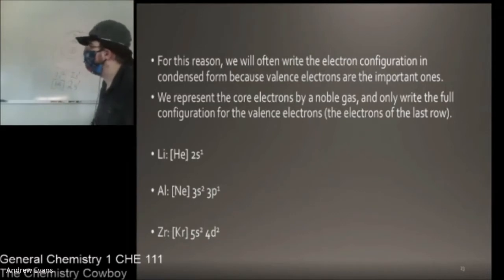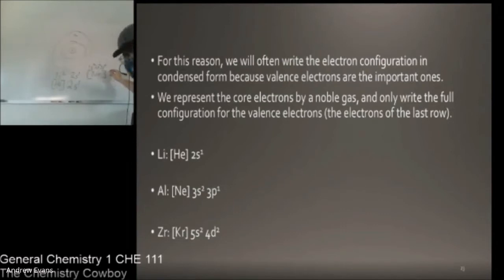Aluminum is a little bit harder. Aluminum would be 1s2, 2s2, 2p6, 3s2, 3p1. Aluminum is what? Below boron. So for aluminum we go one row up to row 2, all the way over to neon. Neon has the same as 1s2, 2s2, 2p6. So by using neon, we are cutting out all those core electrons. And then we can only give the ones we care about, 3s2, 3p1.